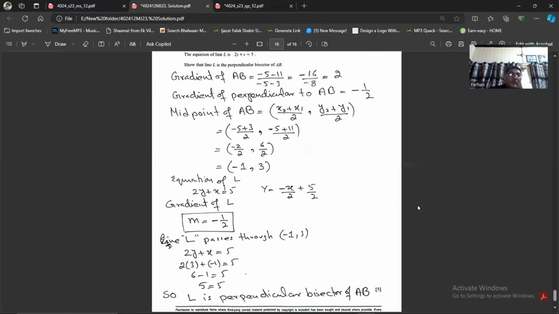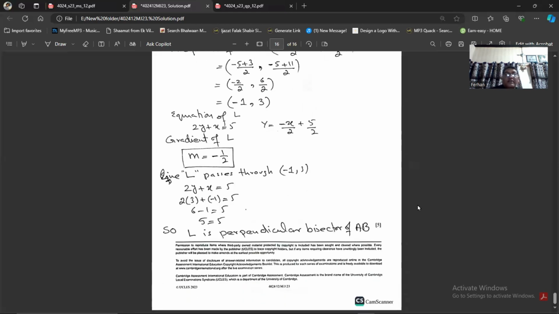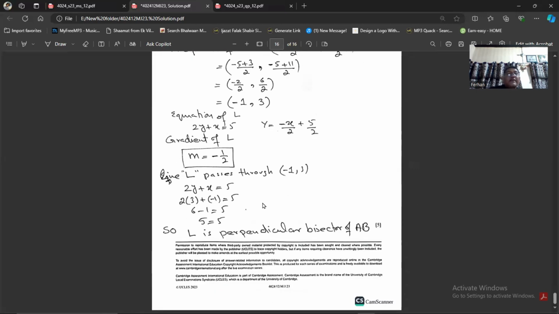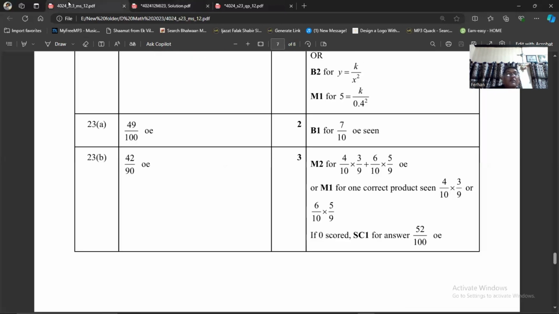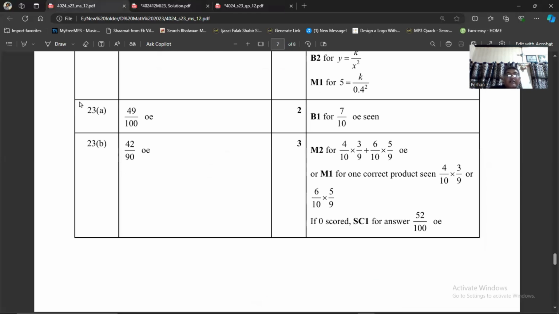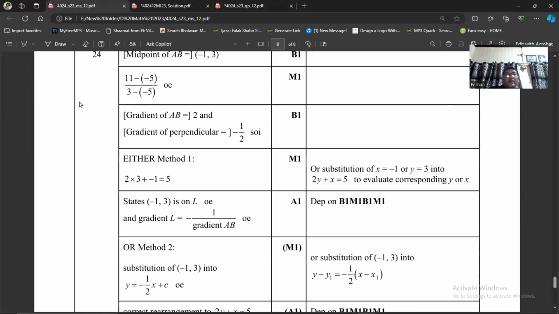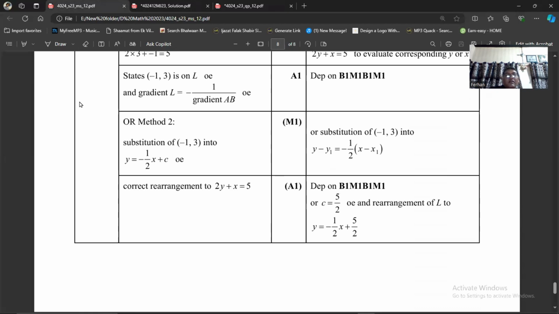Okay. So that's it. The exercise, this whole paper, has been completed. So let's have a look at the marking scheme, how they want us to prove the midpoint. Okay. Then they want me to find the gradient. Okay.